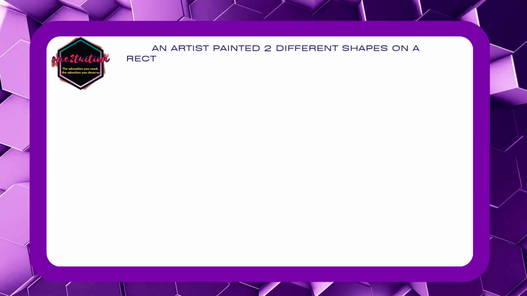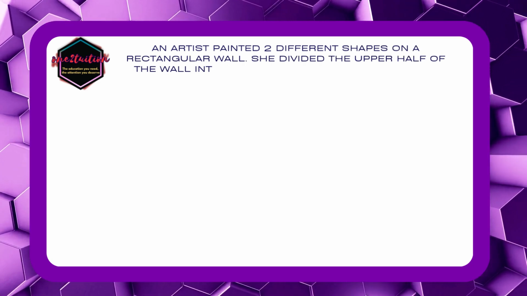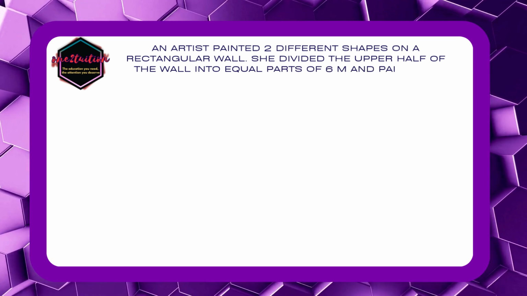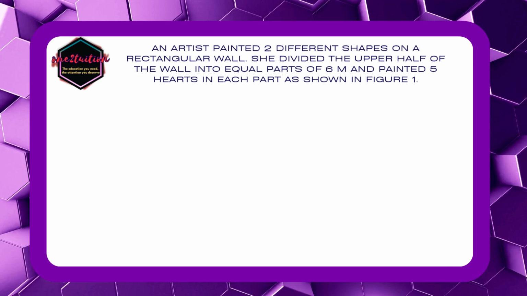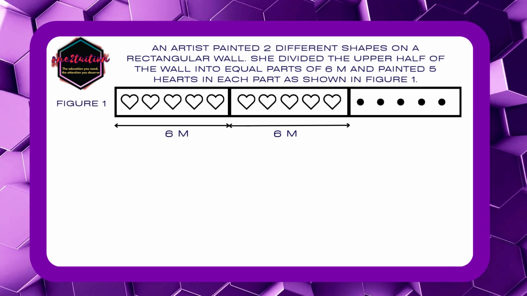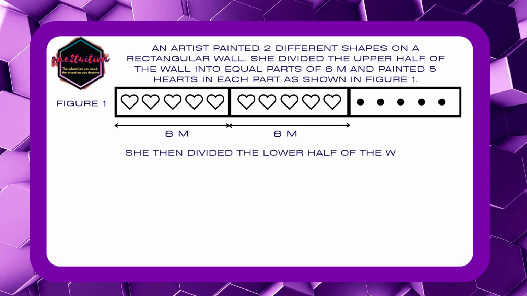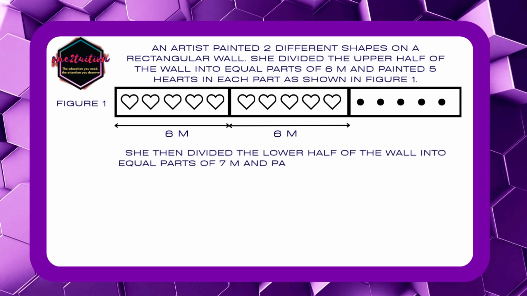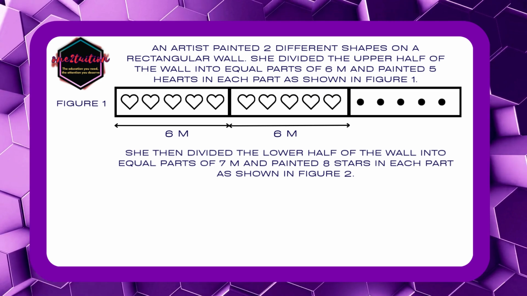An artist painted 2 different shapes on a rectangular wall. She divided the upper half of the wall into equal parts of 6 meters and painted 5 hearts in each part, as shown in Figure 1. She then divided the lower half of the wall into equal parts of 7 meters and painted 8 stars in each part, as shown in Figure 2.